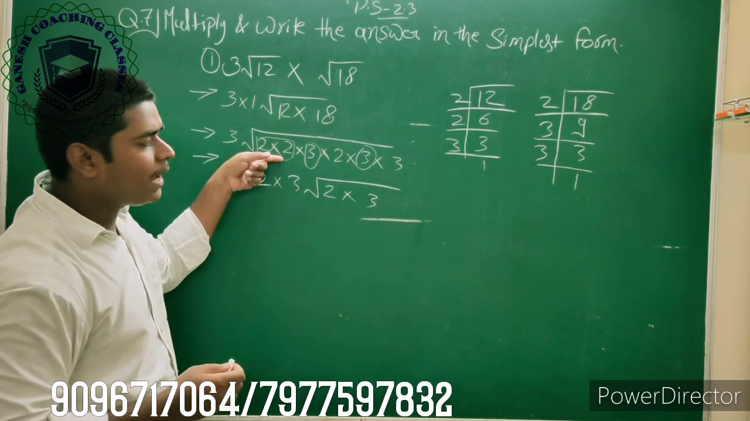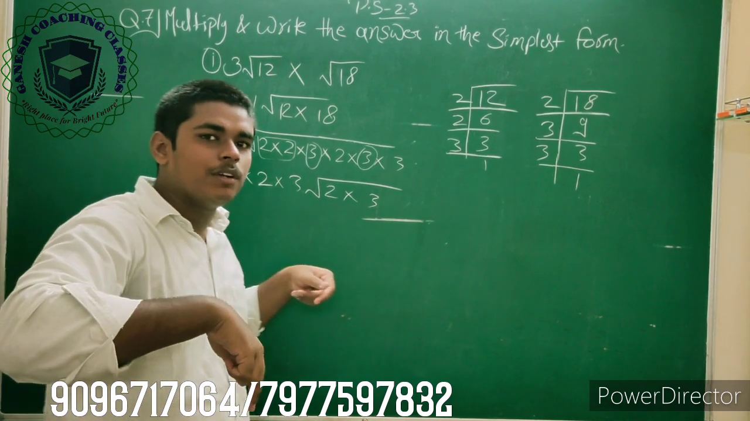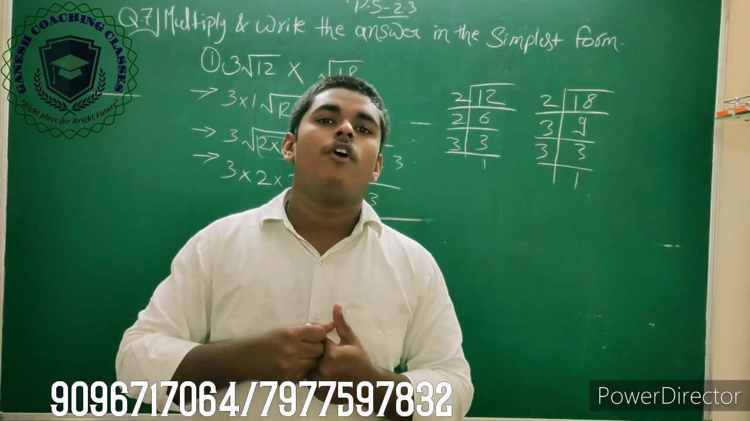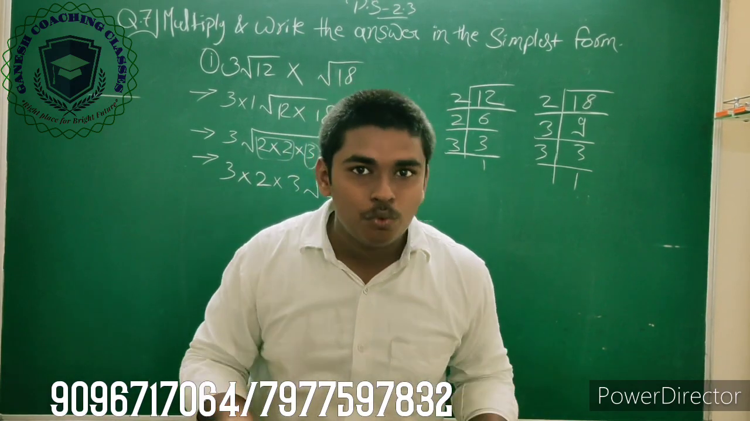So tell me, why does a pair become a single number? Because we know, what is 2 into 2? 4, and the square root of 4 is 2.